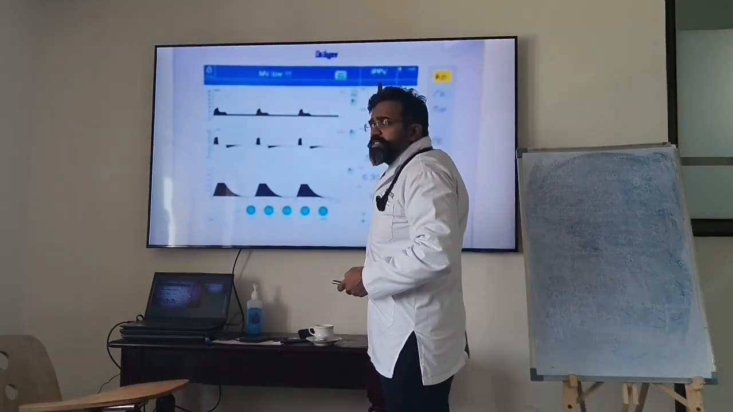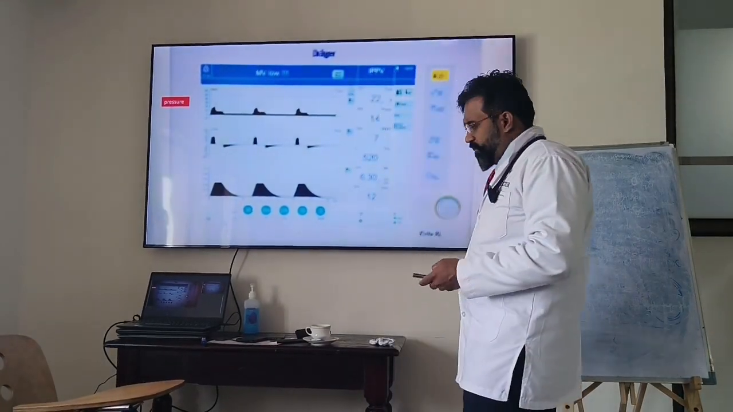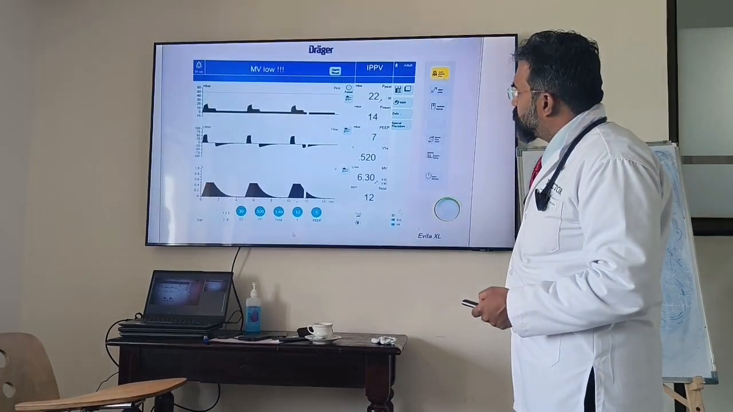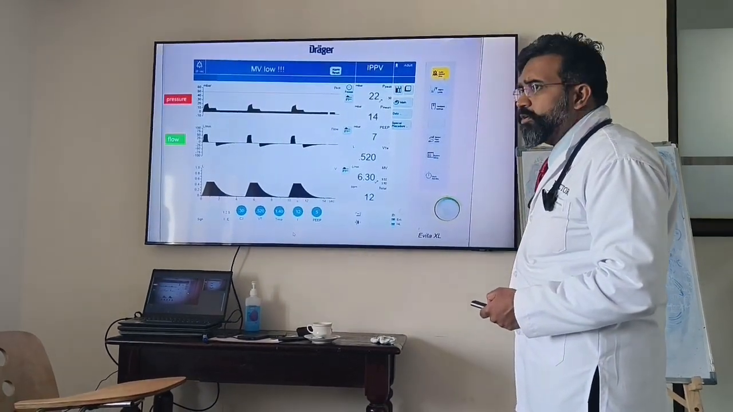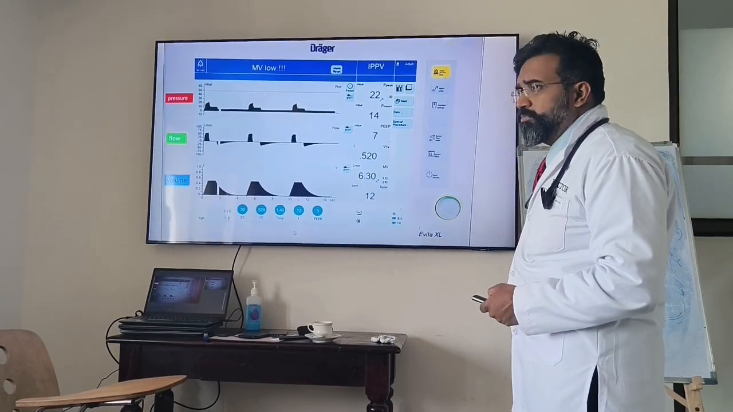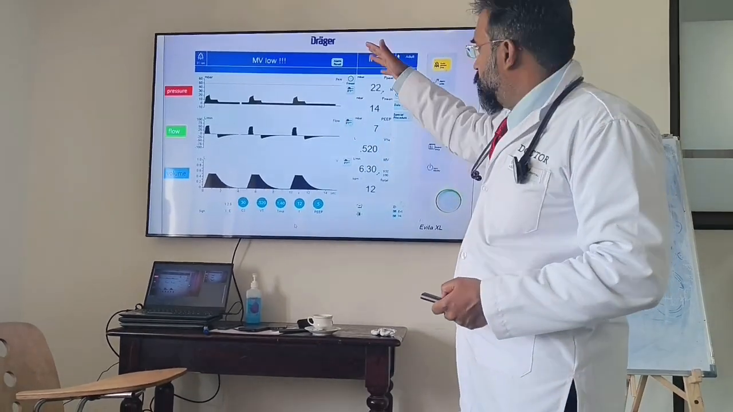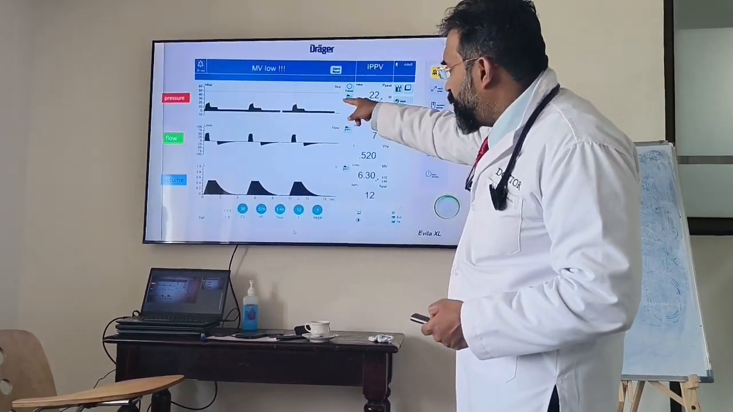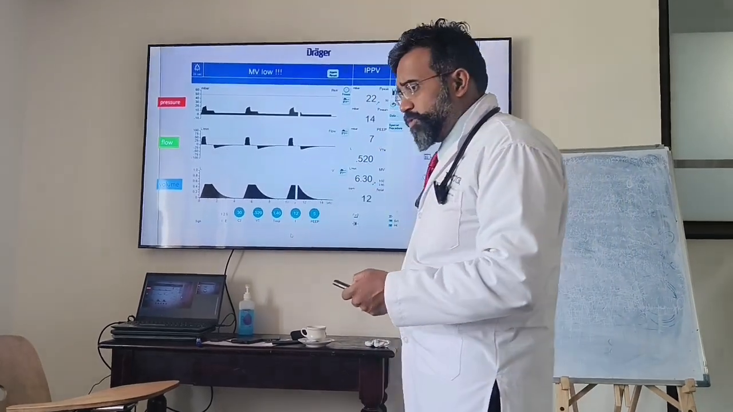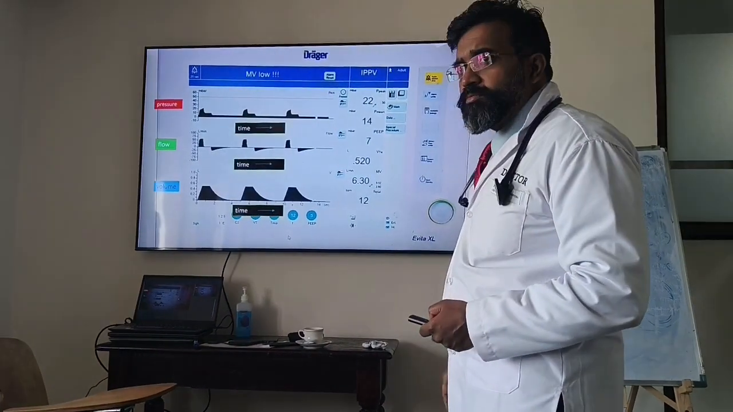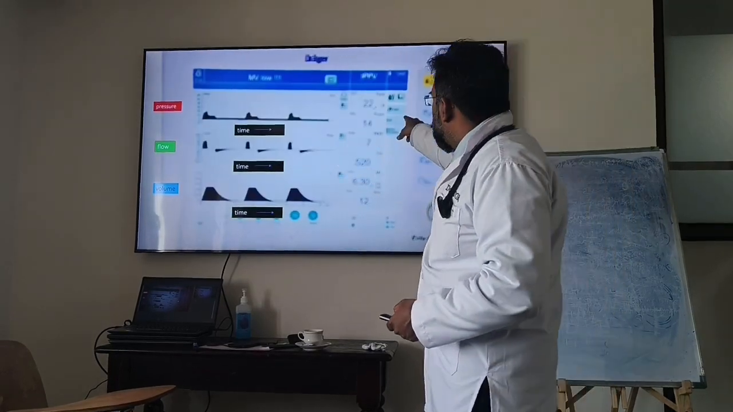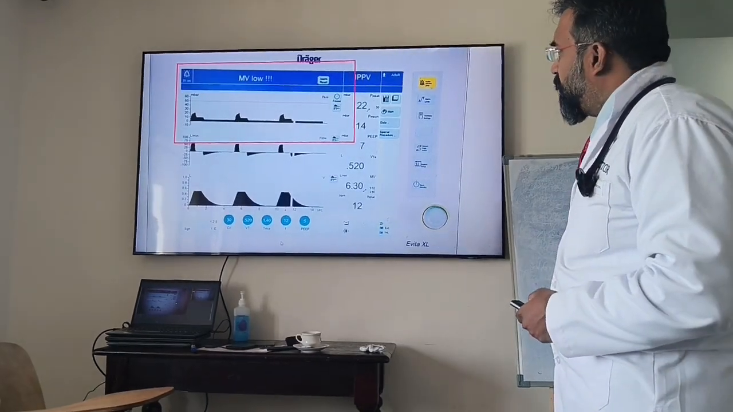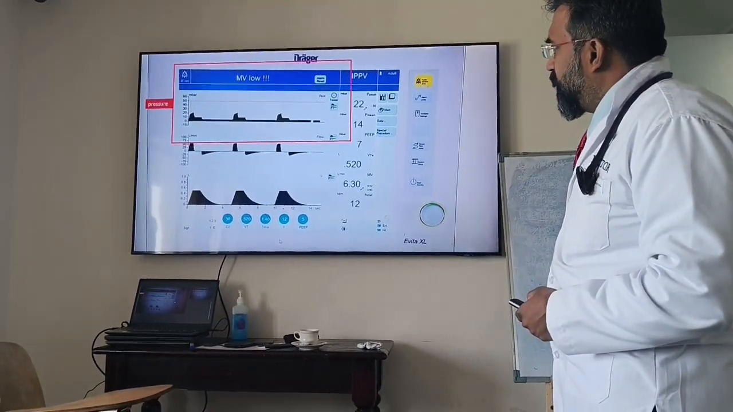It is called IPPV on this ventilator. So this is pressure, this is flow, and this is volume, against time. Now you can understand how the pressure is, how the flow is, how the volume is. Variable pressure, square wave flow pattern, and volume. These are scalars, and pressure is variable here, that's why pressure is on the screen. This is your pressure time scalar.